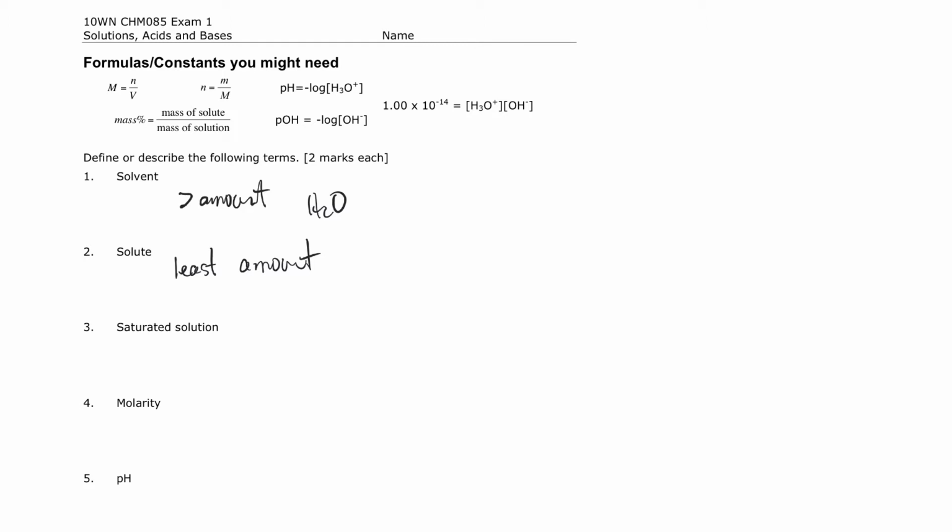A saturated solution is one in which you've put as much solute as possible, so the solute's at its max. The molarity is a way we describe the concentration of a solution, and it's always written in moles per liter. And pH is a scale that we use to measure how much acidity is in a solution.